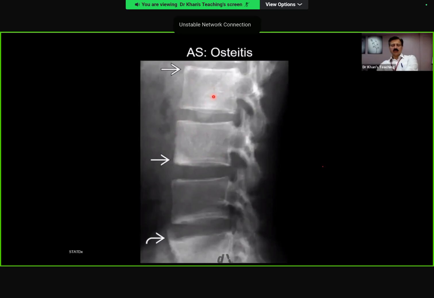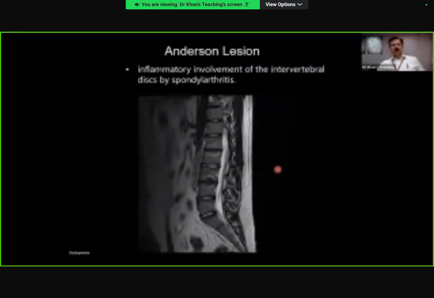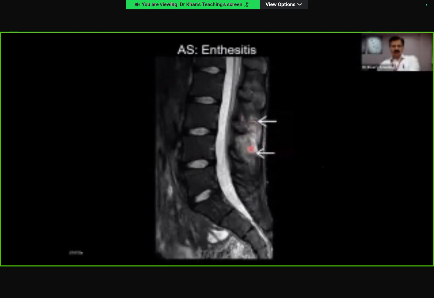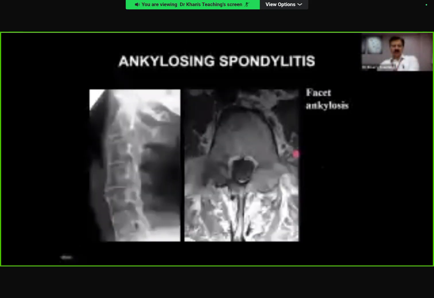When you pick it up, look at the facet joints. Maybe there are changes there also. And just to complete, a Romanus lesion, but it involves the intervertebral disc. So the inflammation is at the end plate, and this lesion is known as Andersson's lesion. Same concept.